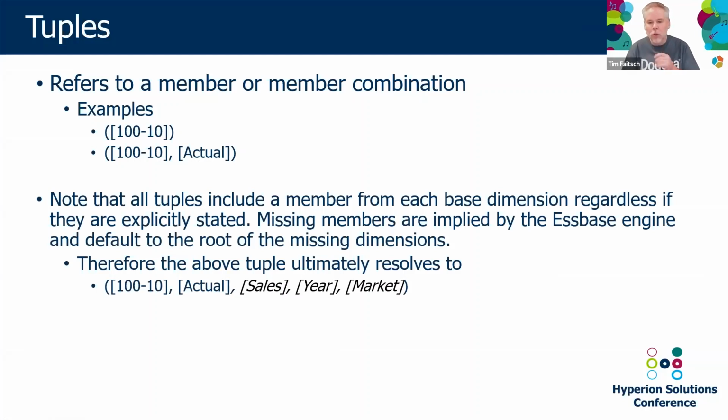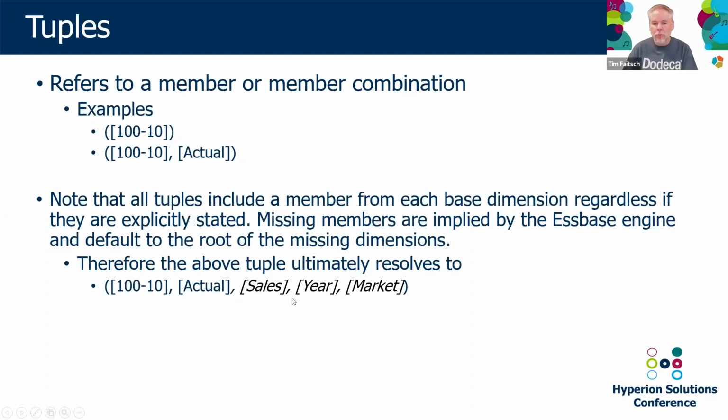A little bit more about tuples. You need to note that when you specify a tuple, it includes a member from each base dimension, regardless of whether you state it or not. If you have a missing member, the Essbase engine is going to infer what that is. So for this 100-10 Actual, it's going to build that out and say it's 100-10 Actual, but it's also Sales, Year, or Market. Actually, that should probably be the base dimensions, which would be Measures, Year, and Market. That's my fault there.